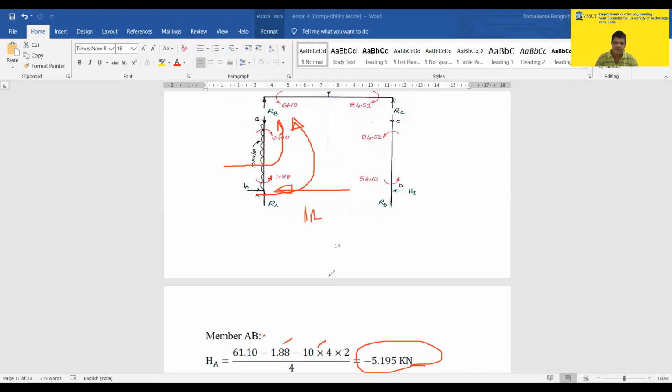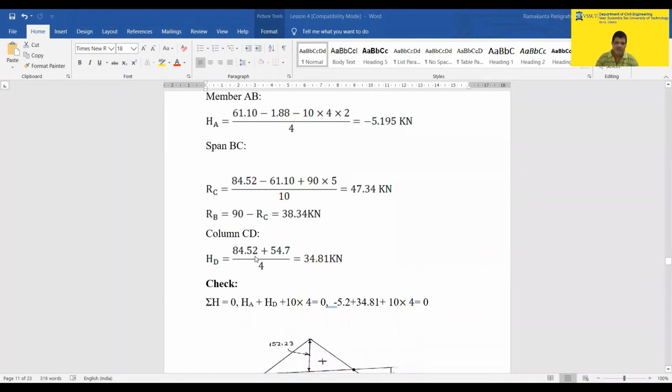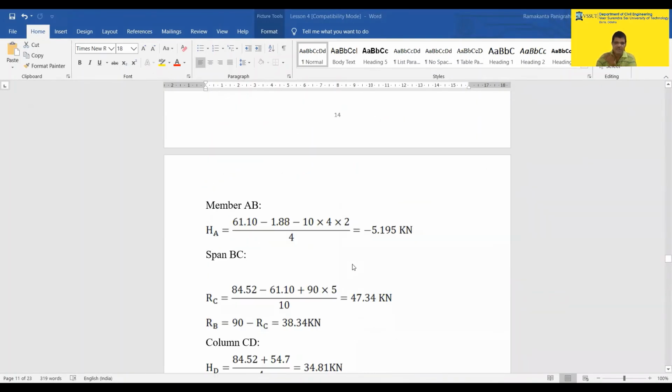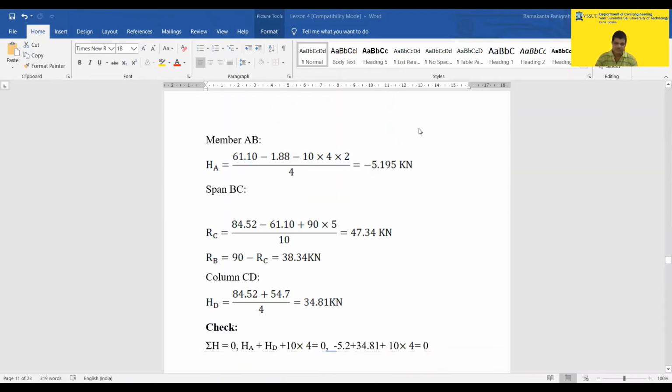Okay. Similarly, if you find out the value for HD, it is coming plus. So plus means it is taken in this direction. So again here HD will also be taken in this direction. So HD is coming positive. So you should be very clear what kind of free body diagram you are drawing.